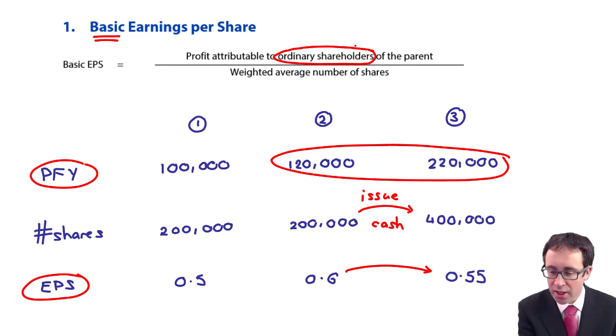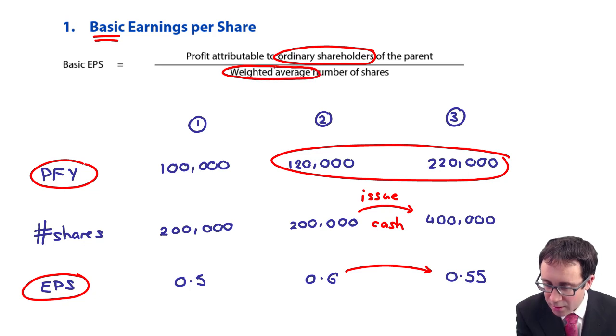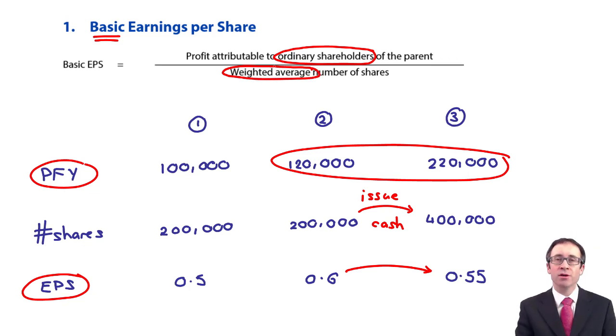Likewise, in terms of the number of shares, you can't just work out the number of shares at the end of the year. You need to look at a weighted average number of shares. Because when you're going through and looking at your weighted average number of shares, share issues will take place at different parts during the year.